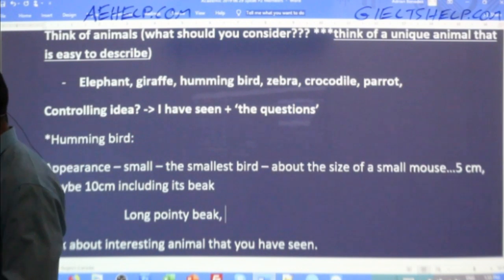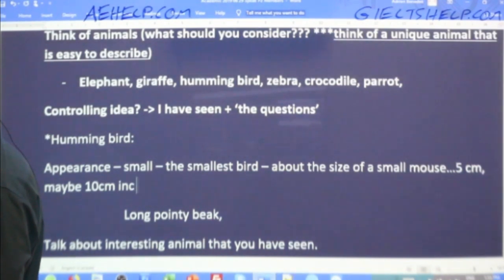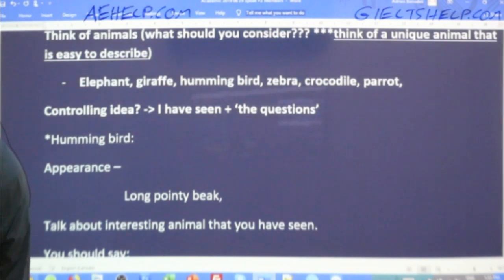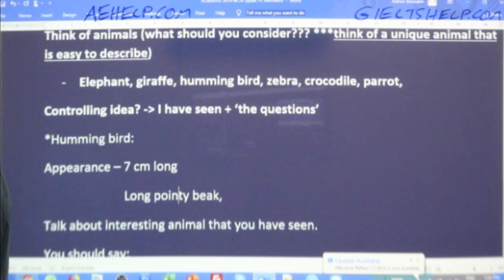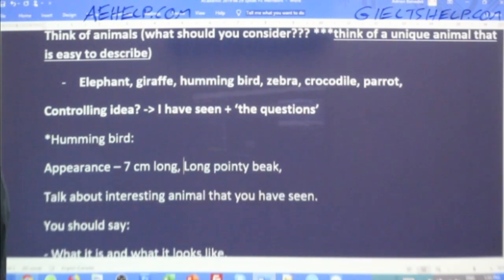It's got a long pointy beak. Now, you don't have enough time to write all of this information in your 1-minute preparation time. So all you have time for is to write 7 centimeters long, long pointy beak, colorful.